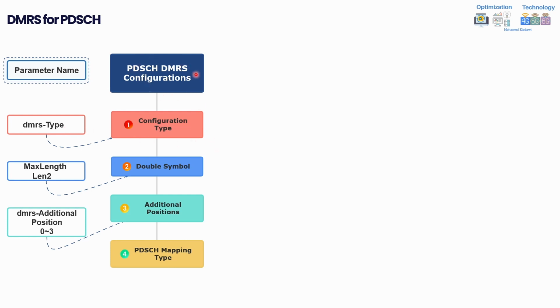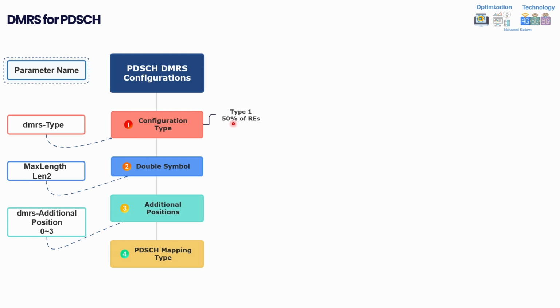So in general, PDSCH DMRS has four types of configuration as mentioned here. You have something called configuration type, then double symbol, additional position, and PDSCH mapping type. So what does this mean? The first part here is configuration type. There are two types of configuration. The first is type 1, which controls how many resource elements will be used by the DMRS within the PDSCH.